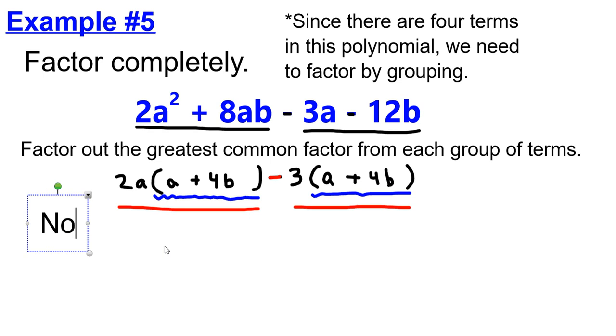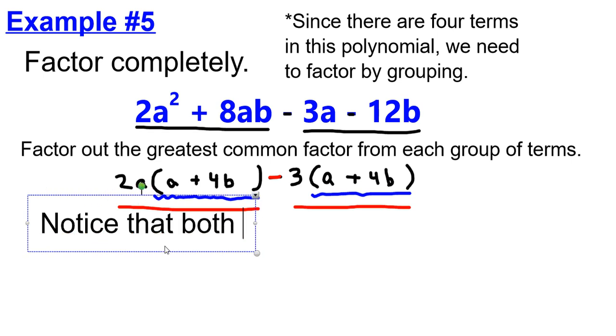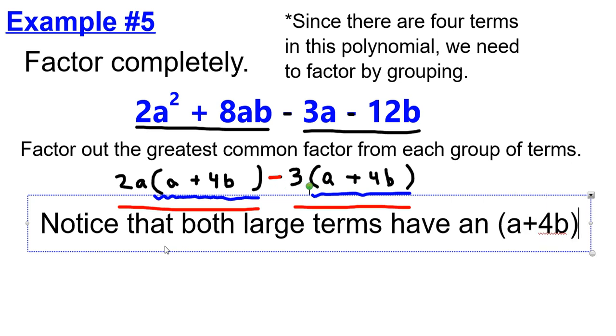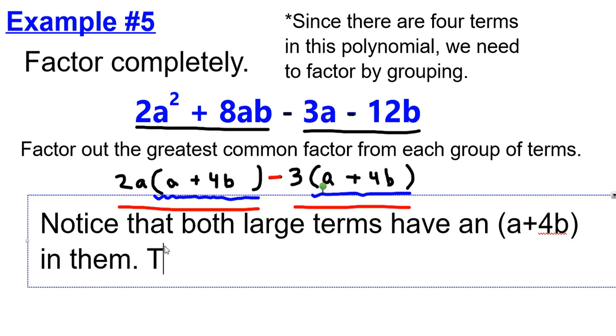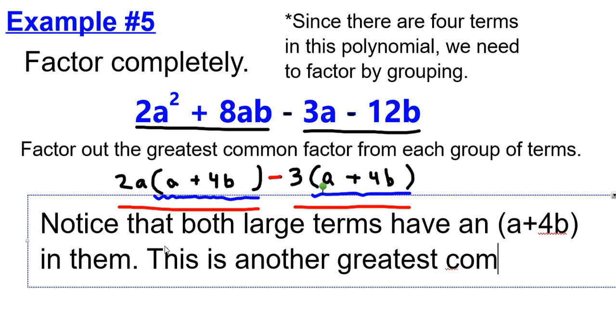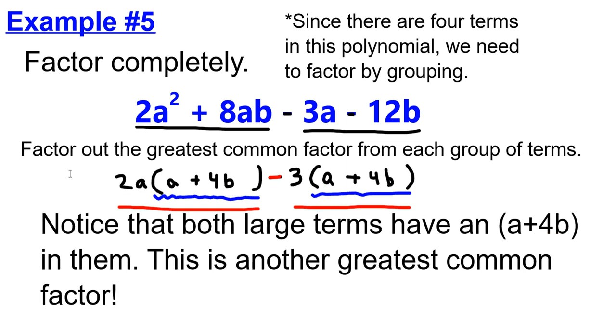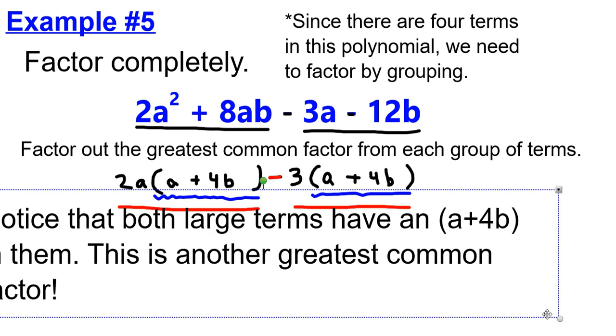So notice that both large terms have an a plus 4b in them. This is another greatest common factor. Exclamation point, why not? All right, so let me make this a little bit smaller.